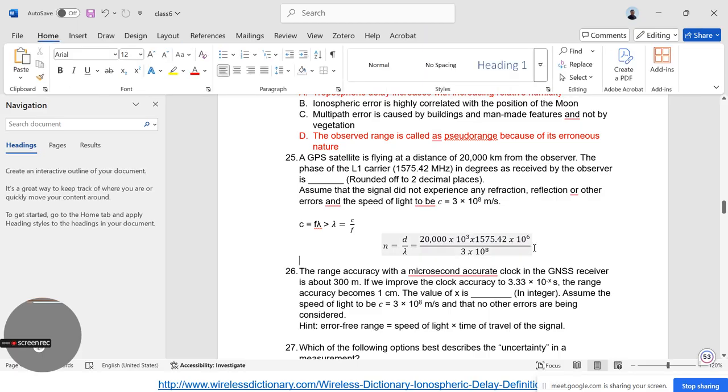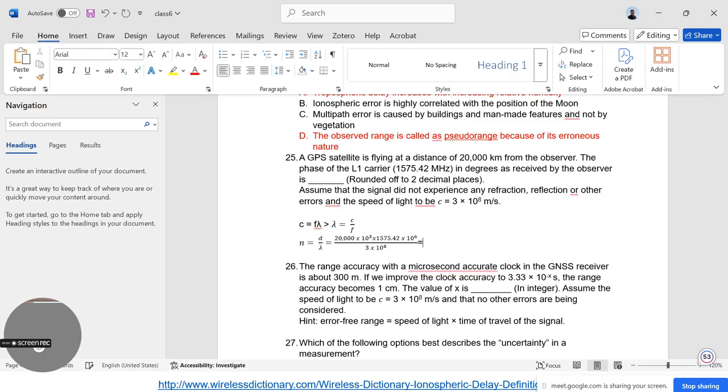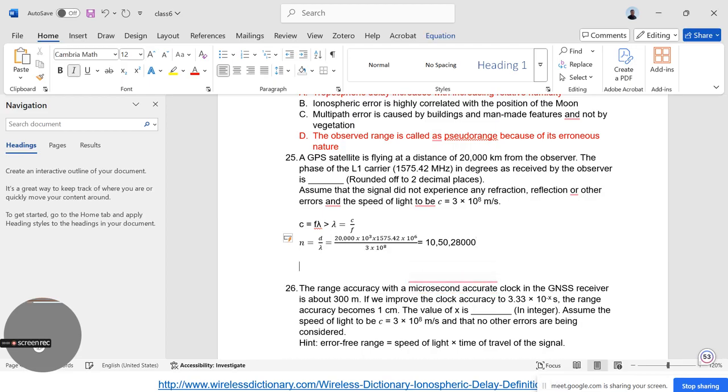Now if you solve this, the answer you will get is 10,010,502,8000 (approximately). So this many cycles are there between the satellite and your receiver. You can see this number is an integer, and as it is an integer, there is no phase shift. So your answer will become 0. There is no phase shift here, so your answer is 0, or if you want to type it numerically, 0 like this.